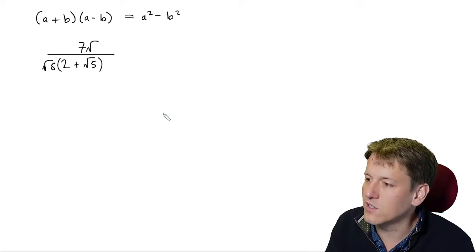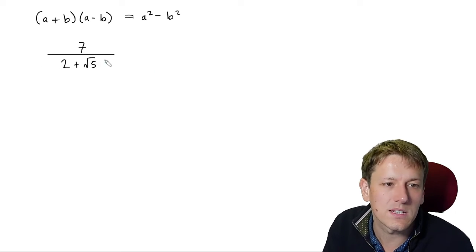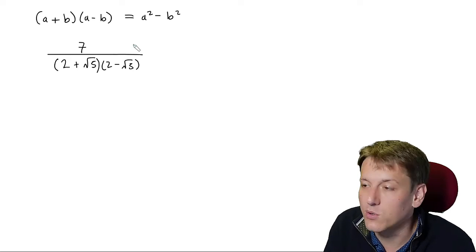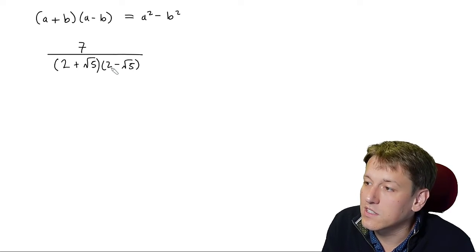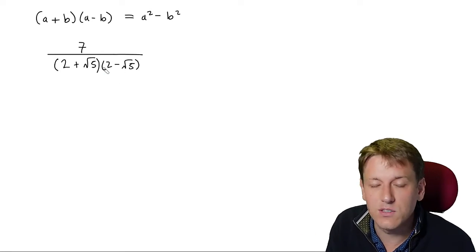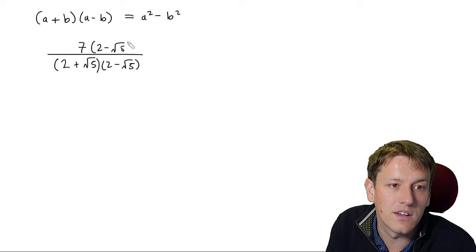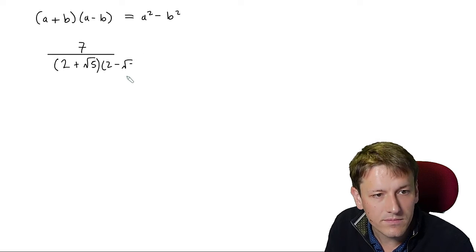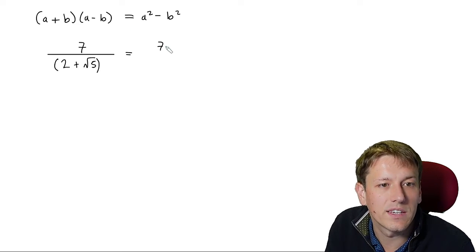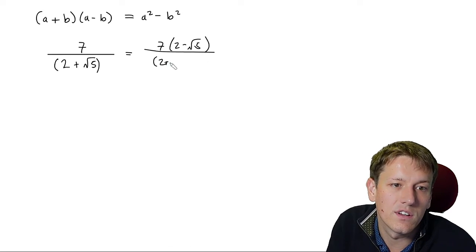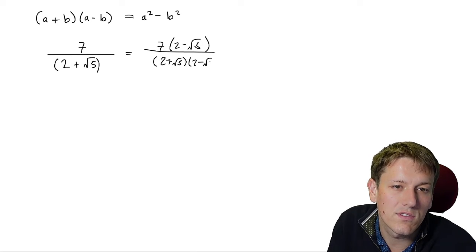But I can get things that are not surds by forming difference of two squares expressions, right? So I know that 2 plus root 5 times 2 minus root 5 is going to be a whole number. And I can keep the fraction the same by just making sure I multiply top and bottom by the same number, right? So I've multiplied the denominator by 2 minus root 5. If I multiply the numerator by 2 minus root 5, I haven't changed that fraction, okay? So if I was to write out slightly fuller working here, I might say that this is equal to 7 times 2 minus root 5 over 2 plus root 5 times 2 minus root 5.